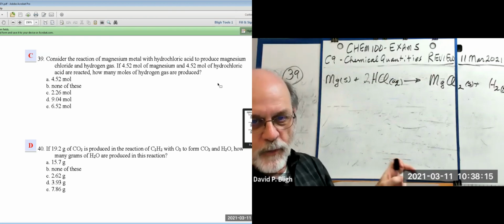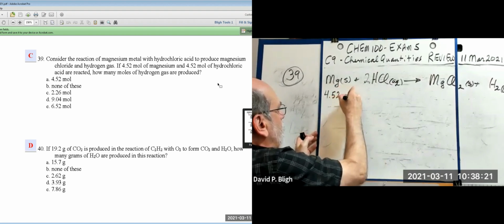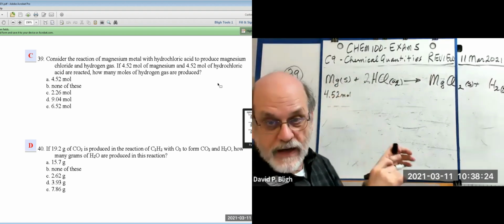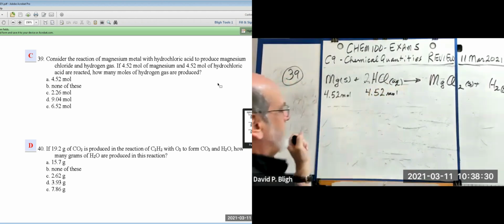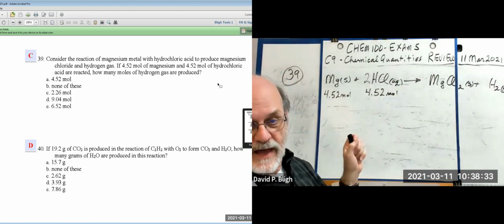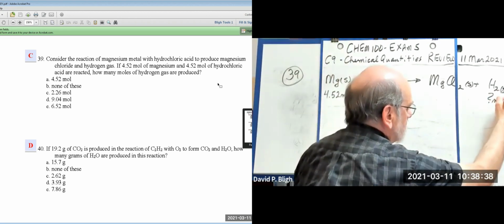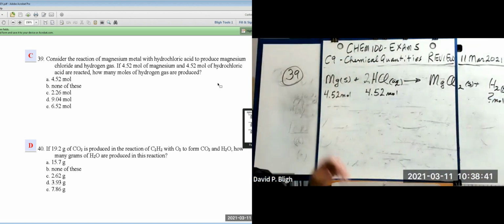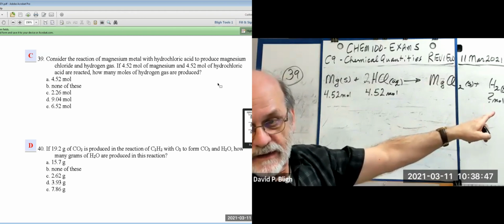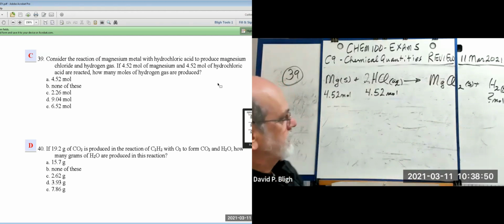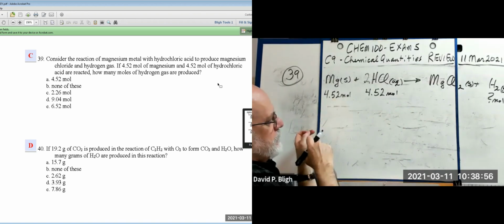Now what are we given? 4.52 moles of magnesium and 4.52 moles of hydrochloric acid. Right? Then the question, how many moles of hydrogen gas are produced? Okay, that tells me that we need to find a limiting reactant. And since we're going to a product, we'll use my preferred method. Right? So how many moles of hydrogen gas can be produced from this many moles of magnesium?